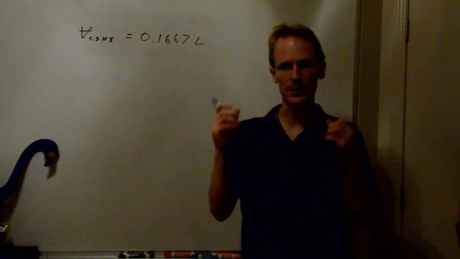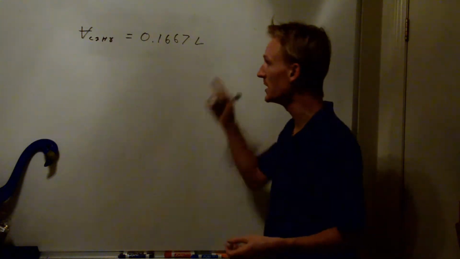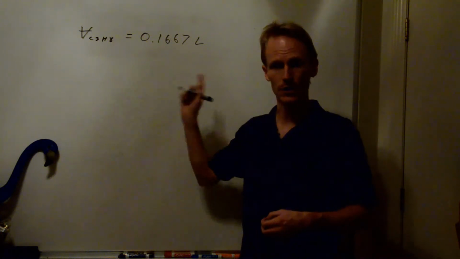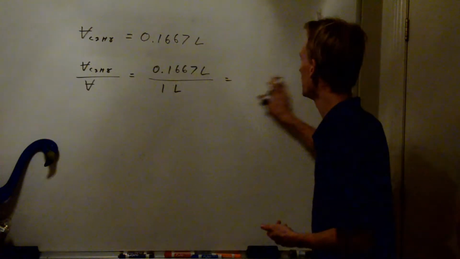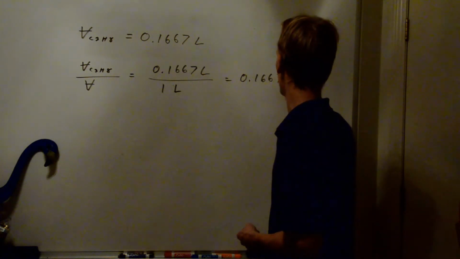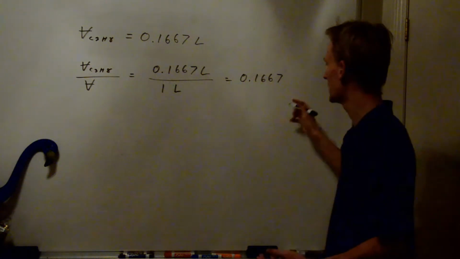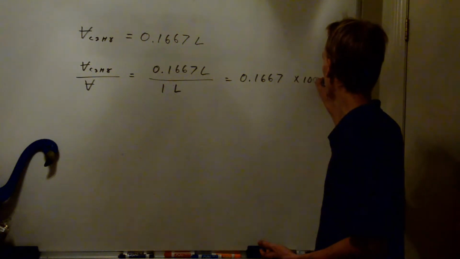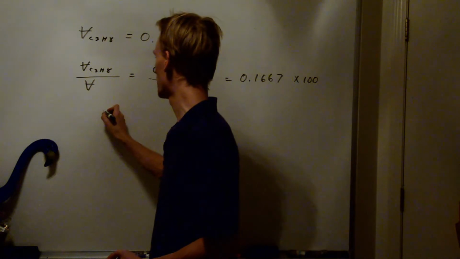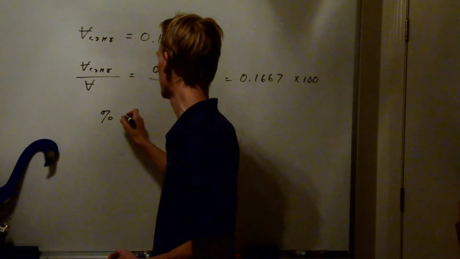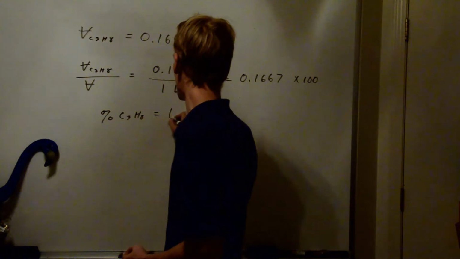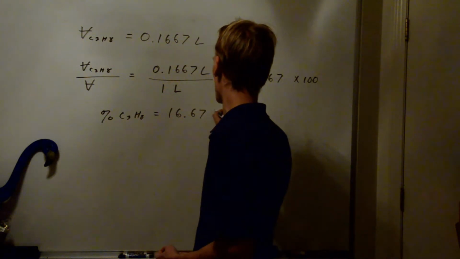In order to find the percentage of propane required, we need to divide our volume of propane by our total chamber volume, leaving us with 0.1667. Now it's just a ratio, it has no units, so we'll multiply that by 100 to get it in percent, and we can find that the percent of propane is equal to 16.67%.